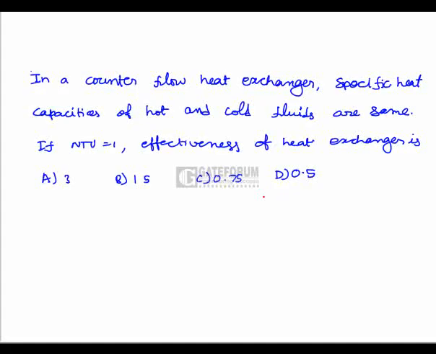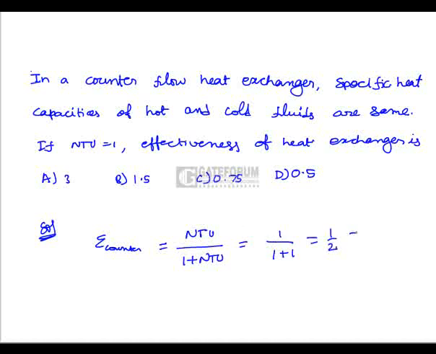In a counterflow heat exchanger, the specific heat capacities of hot and cold fluids are the same. If NTU is equal to 1, the effectiveness of the heat exchanger is: the options are 3, 1.5, 0.75 and 0.5. Coming to the solution, the effectiveness of a counterflow heat exchanger when the specific heats of both hot and cold fluids are the same is equal to NTU by 1 plus NTU, where NTU is the number of transfer units, given as 1, so it is equal to 1 by 1 plus 1, which is 1 by 2. So the right answer is 0.5, and in the options the correct option is D. D is the right answer.